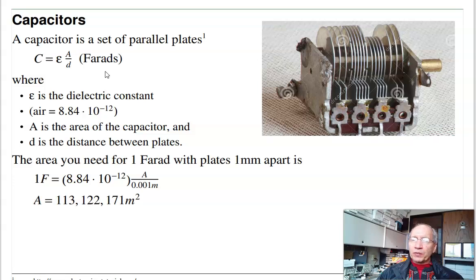And to give an idea what 1 farad is, if you have a parallel plate capacitor, just one set of parallel plates that are 1 millimeter apart, you would need an area of 113 million square meters to have a capacitance of 1 farad. And that's pretty big. So most capacitors are actually in microfarads. A 1 farad capacitor is actually pretty huge.